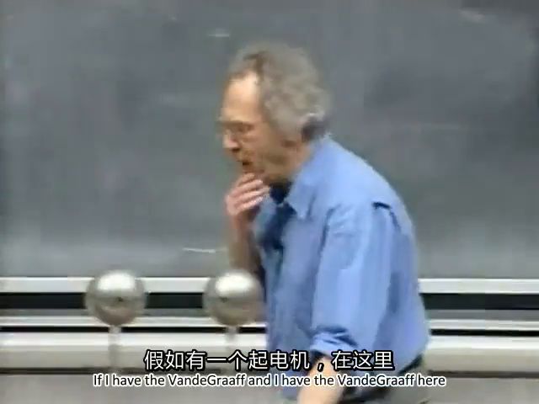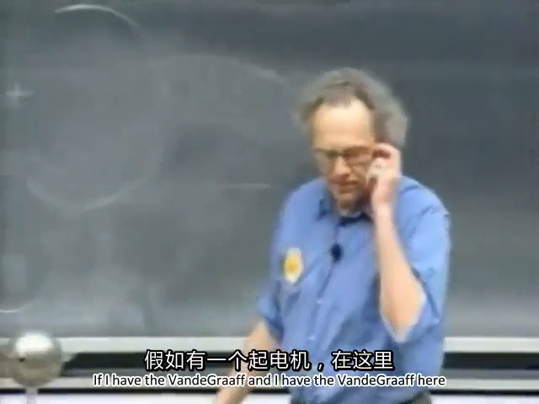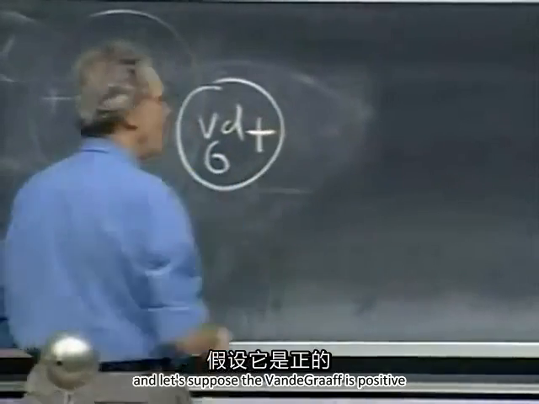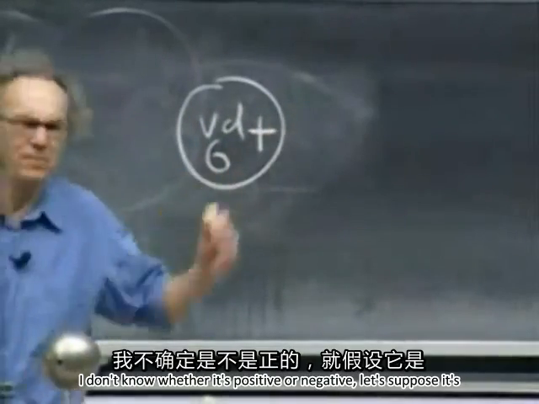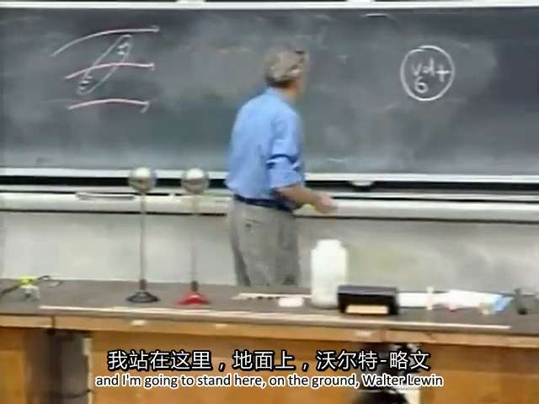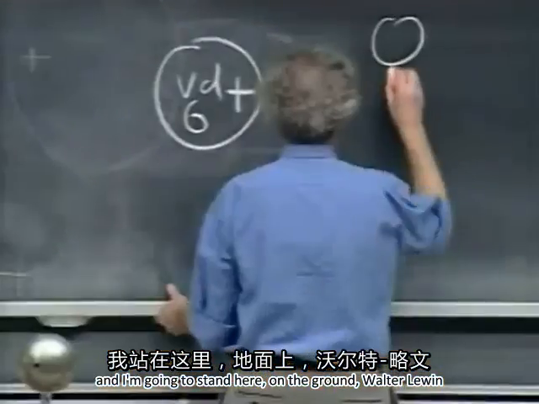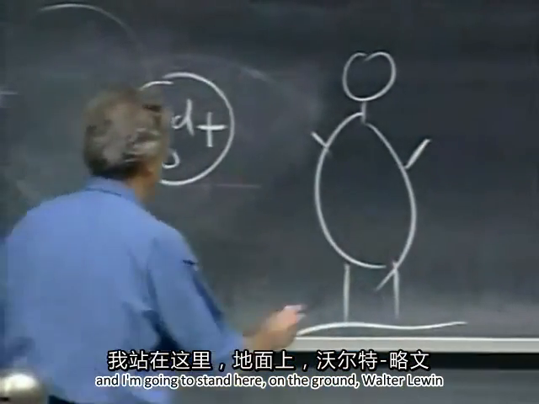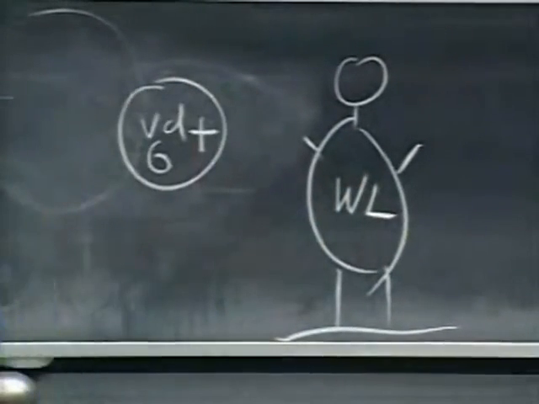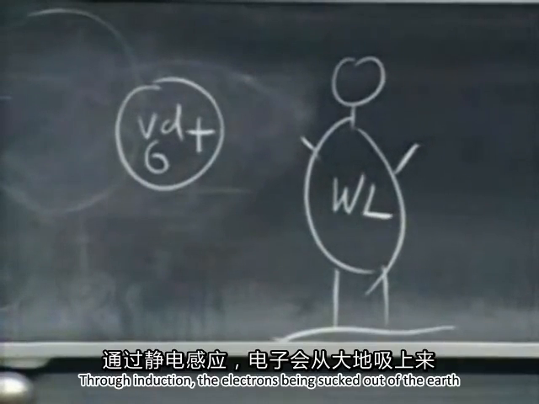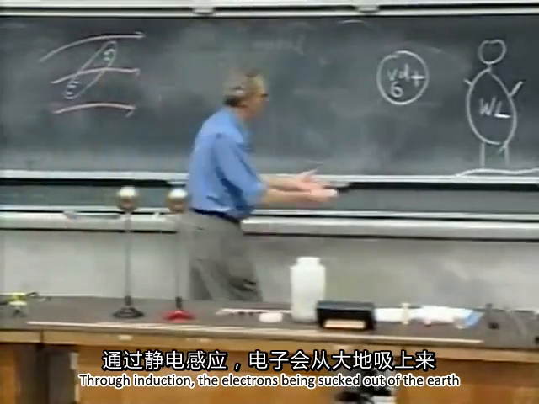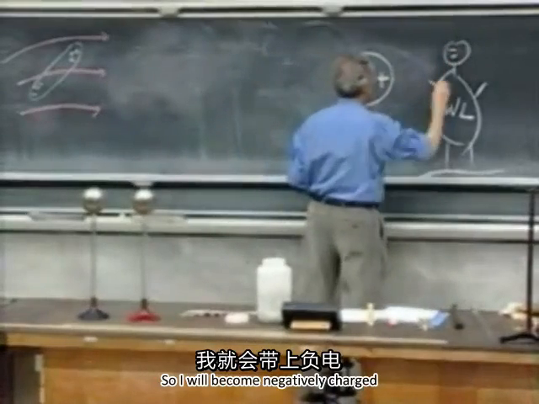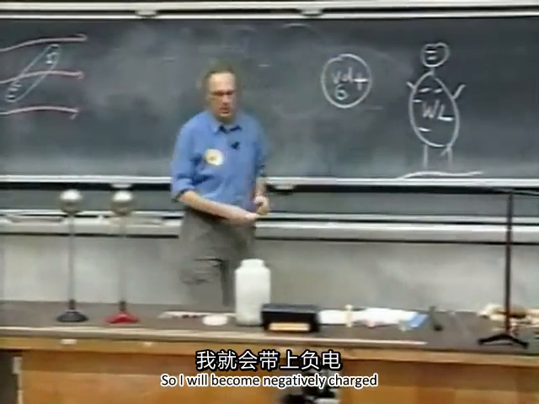If I have the Van de Graaff here, and let's suppose the Van de Graaff is positive. I don't know whether it's positive or negative. Let's suppose it's positive. And I'm going to stand here on the ground, Walter Lewin. What is going to happen with me? Through induction, the electrons are being sucked out of the Earth and coming up because they want to go close to the positive charge. So I will become negatively charged.